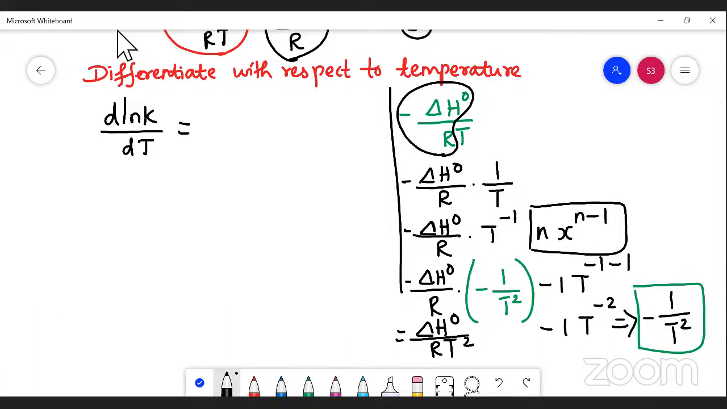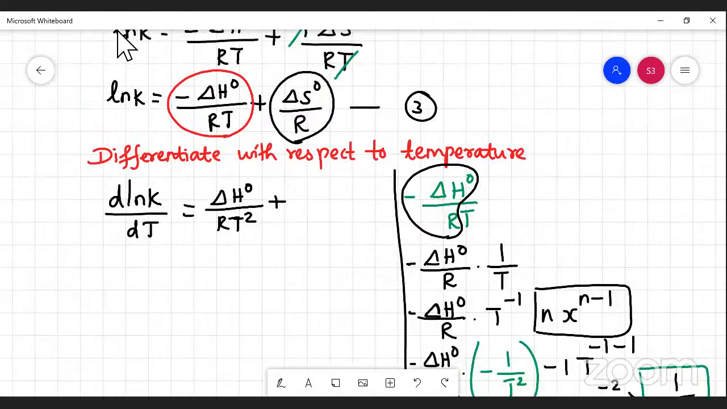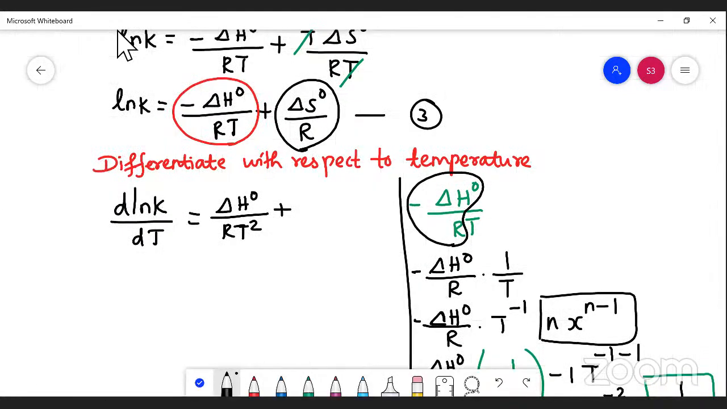If you are clear with that step, I am going to substitute it in that equation. So this is del H naught divided by RT square, plus we know that already the other term, del H naught divided by R, differentiation. But del H naught divided by R does not have a temperature term, so that should be taken as 0.